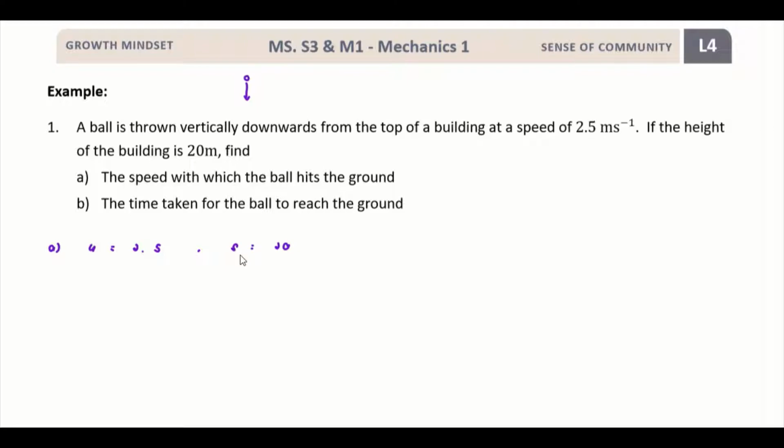When we put s as positive, we are referring to the direction of going down as positive. You will realize that you only have two pieces of information, and the question requires us to find the speed when the ball hits the ground, which means finding the final velocity. So we need one more piece of information. Since it is a vertical motion, we know that the gravitational acceleration is going to be 10. It will be the same in all cases which involve vertical motion.